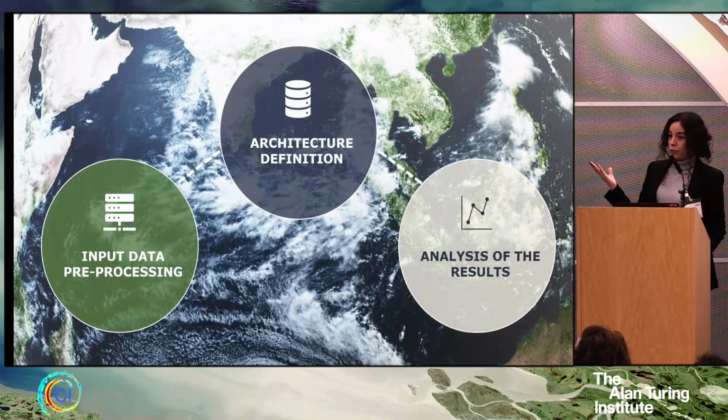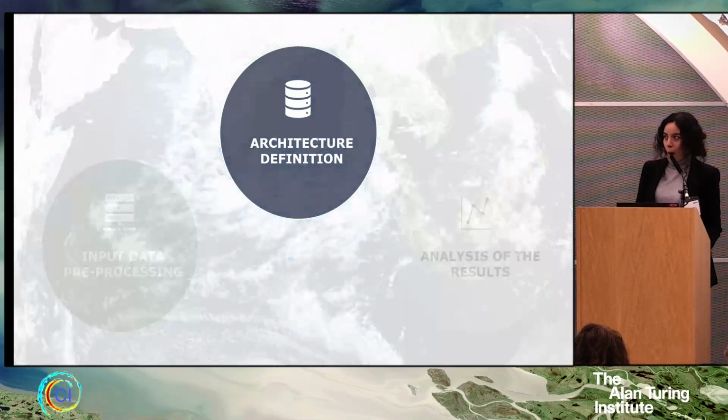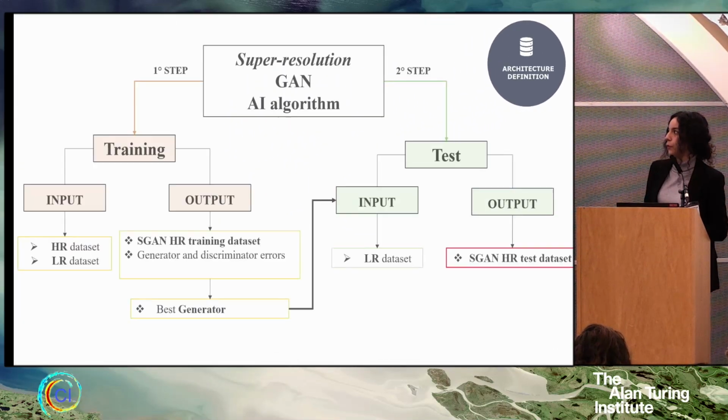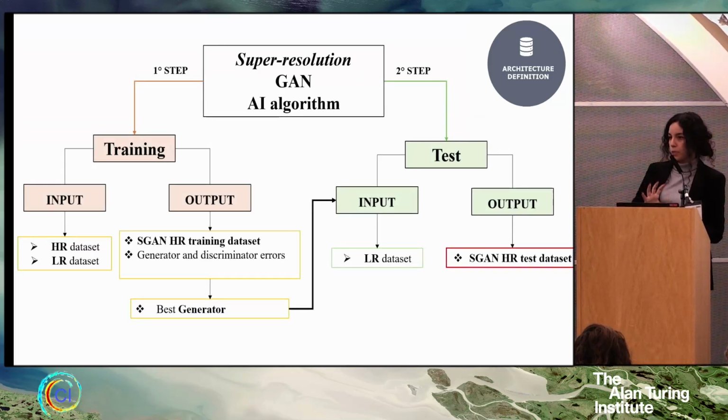After, architecture definition. This is the core of our research. Why? Because this is a new GAN, a new architecture for this specific purpose, statistical downscaling. In general, we can describe our architecture with this scheme. In the first step, we have a training.